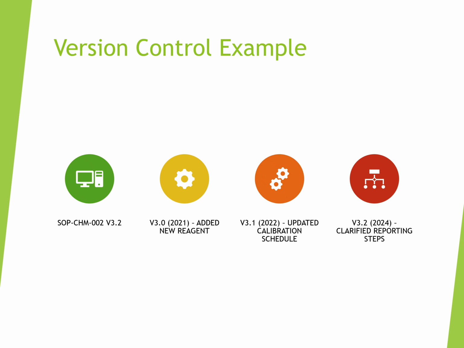Version control example. This is what version control might look like. Each revision is documented with a number, date, and reason for change. This makes it easy to track the history of updates and demonstrate continuous improvement.